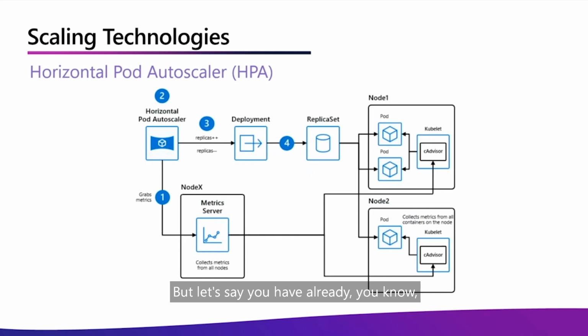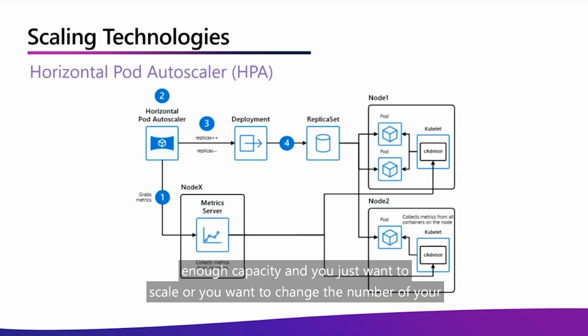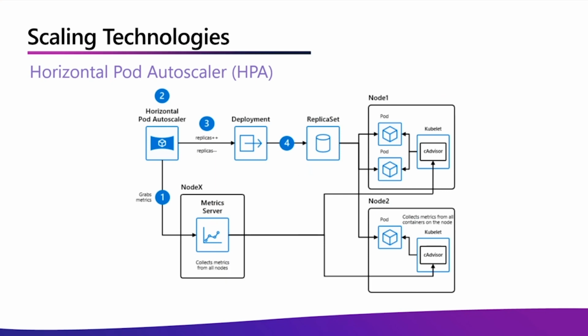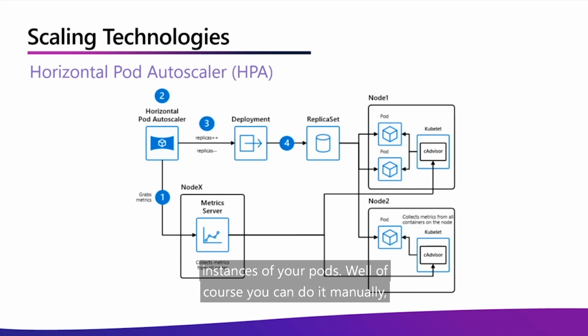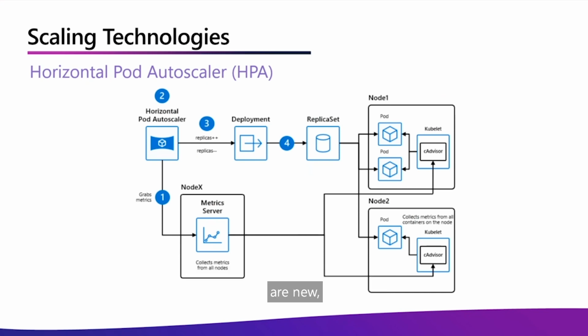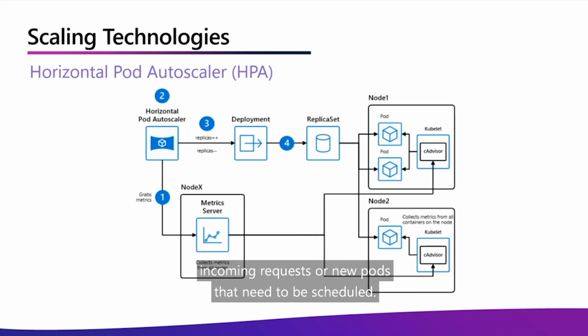But let's say you have already enough capacity, and you just want to scale, or you want to change the number of your instances of your pods. Well, of course you can do it manually, but that would require you to continuously monitor your cluster and see if there are new incoming requests or new pods that need to be scheduled. This is not necessarily the optimal scenario. And this is where HPA, the horizontal pod autoscaler, comes into the picture.